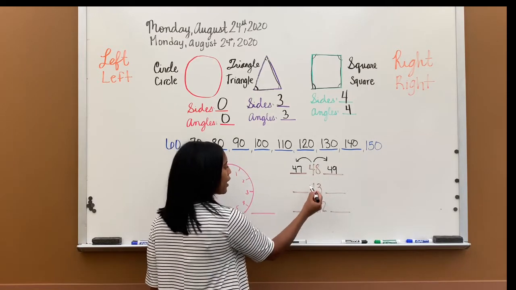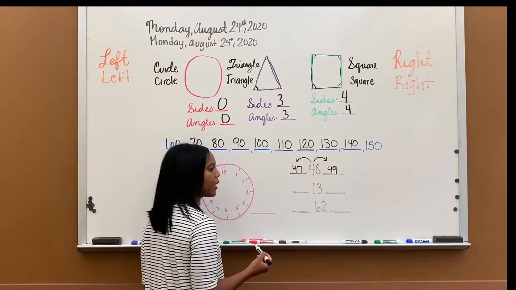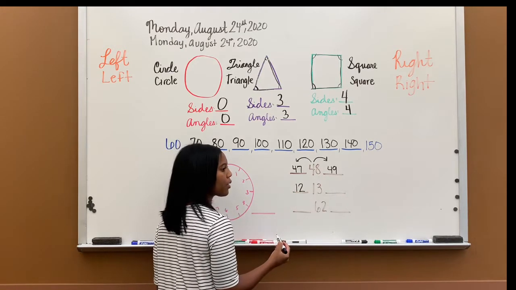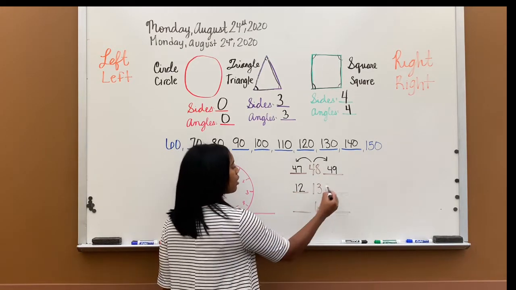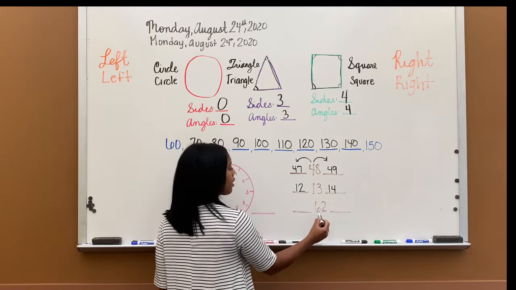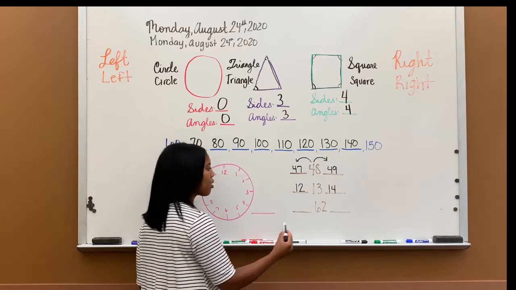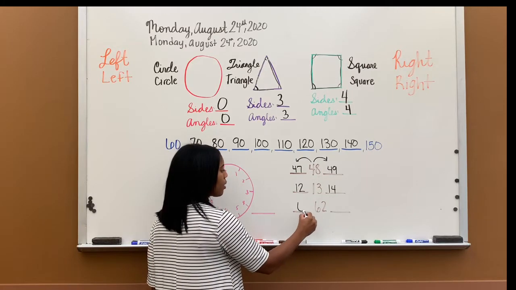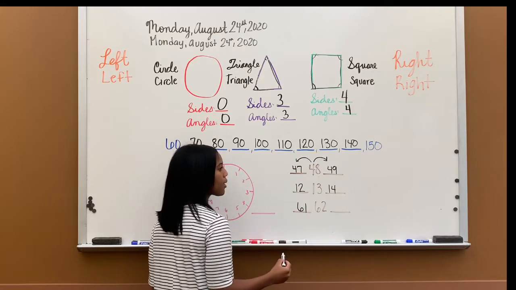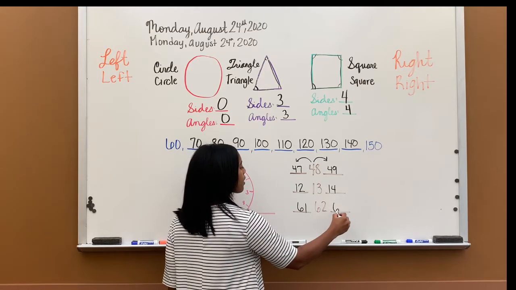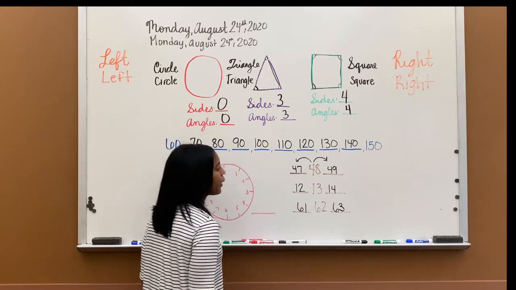Next one, 13. What is one less than 13? I hope you said 12. And then what's one more than 13? 14. 62. What's one less than 62? Hope you said 61. And then 62, what's one more? 63. Good job.